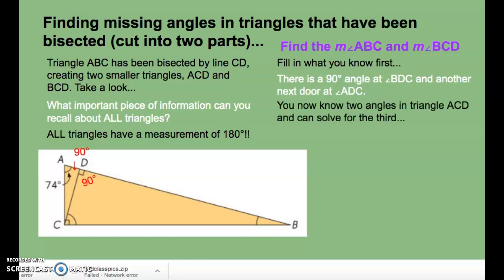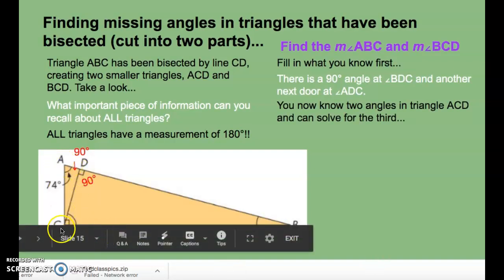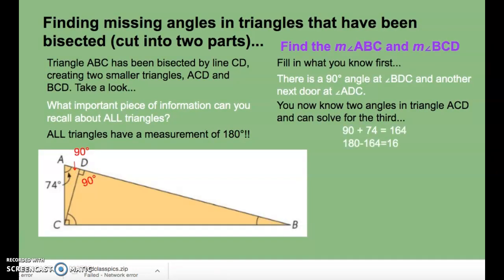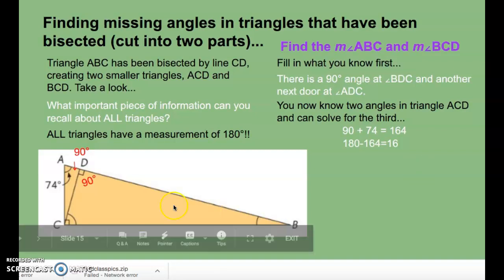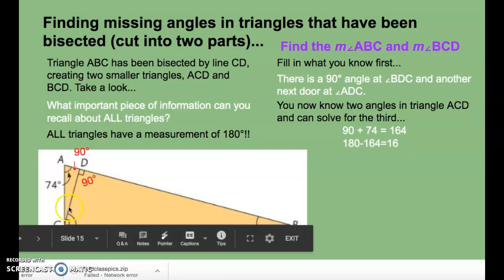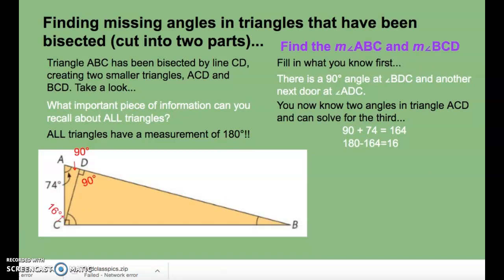You now have two angles in triangle ACD. You have that 74-degree angle there and the 90-degree angle there. You simply need to use the formula to solve for the third. Add the two you know together to get a sum of 164. Then subtract that combined part from 180, and you get that angle right here, the little one at C, which is 16 degrees. Voila, look at you.